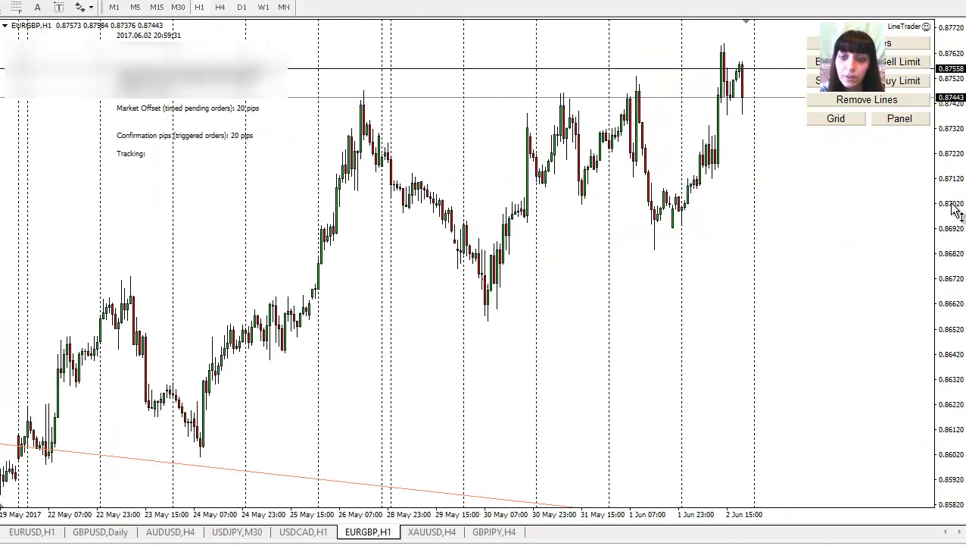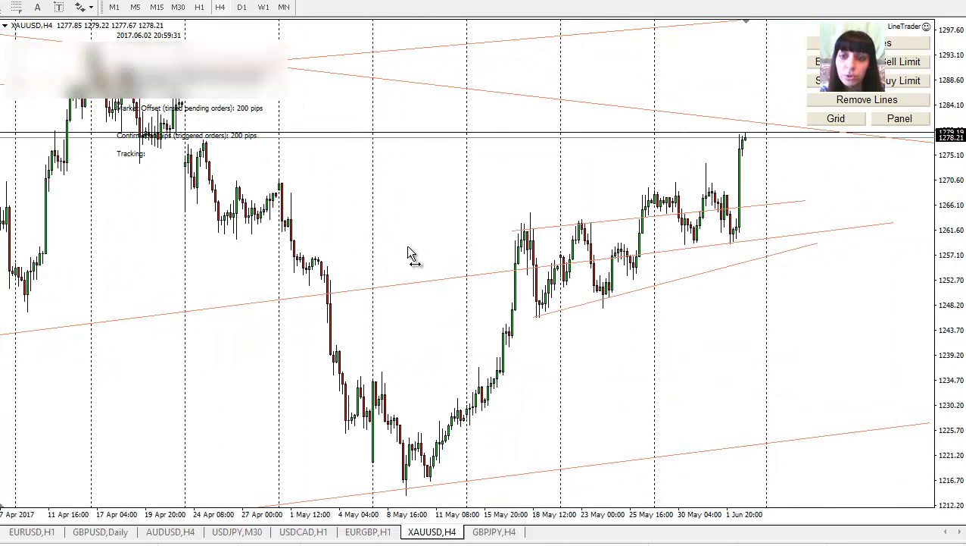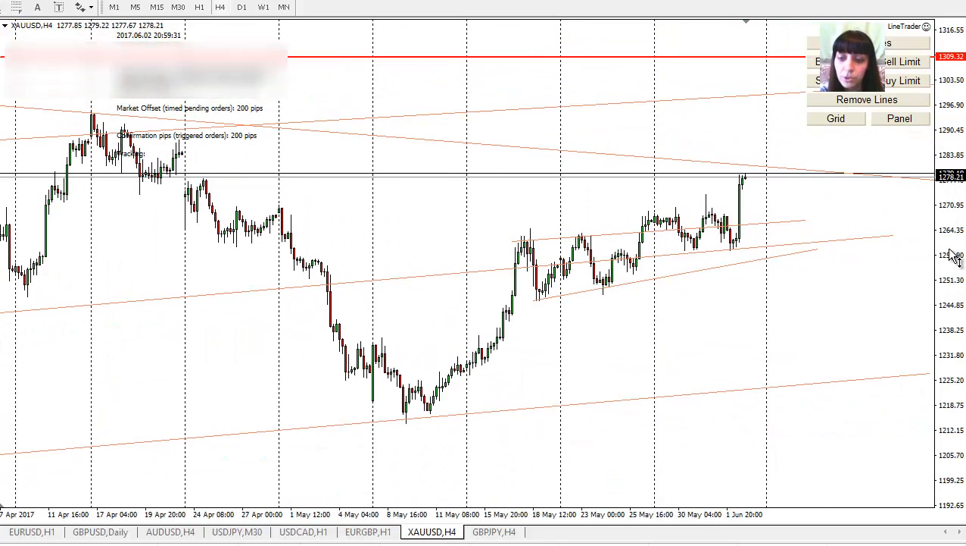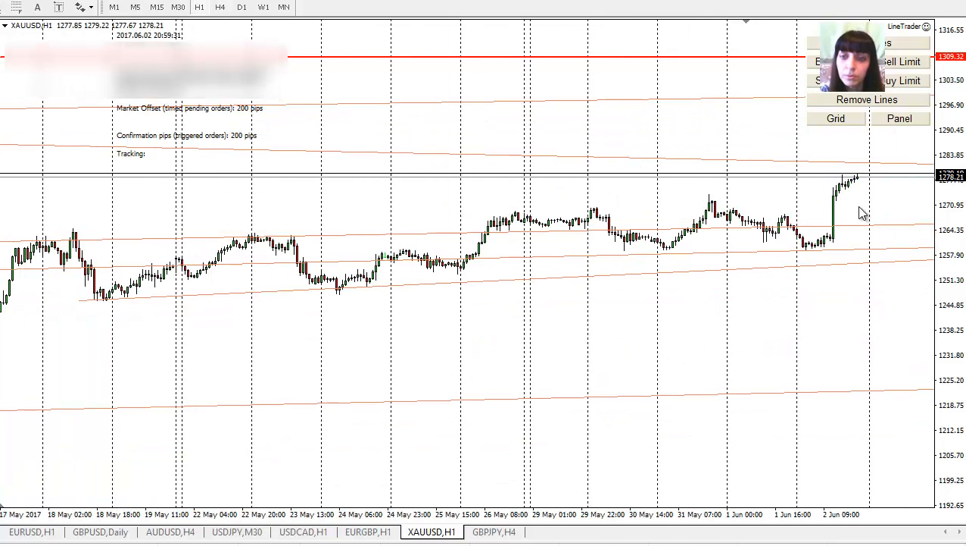Now going to gold, which also was out for me this week. I didn't trade it, but as you can see, it did pretty much what was expected. That was the channel. It finally broke it, right? Let's go on the 1 hour chart, maybe a better view.